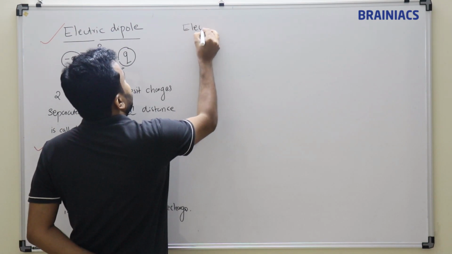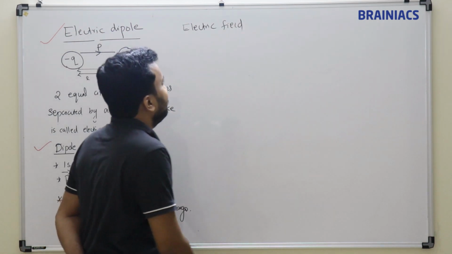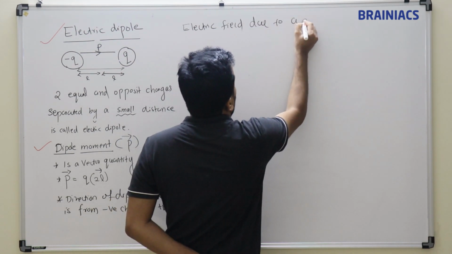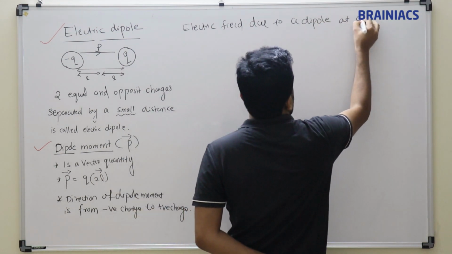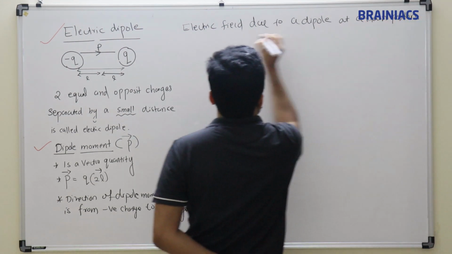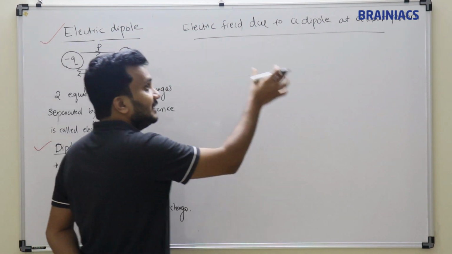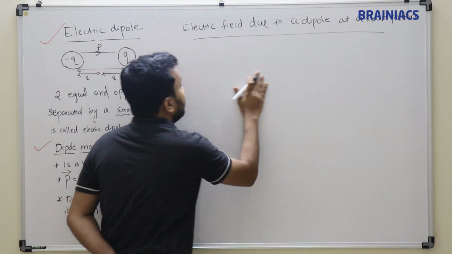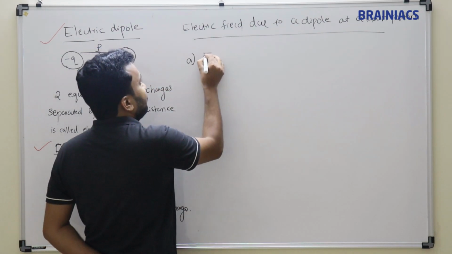Electric field intensity, electric field, or you can simply write electric field. So electric field due to a dipole at certain position. So electric field due to a dipole at certain position will be here. The first subheading, three points we will see one by one. First one, electric field intensity.